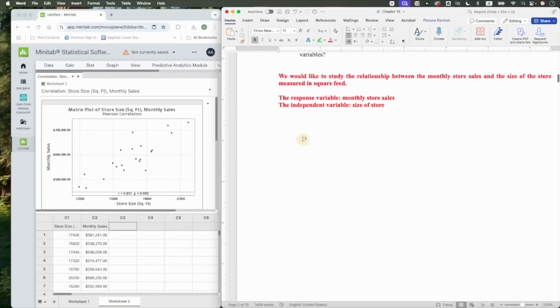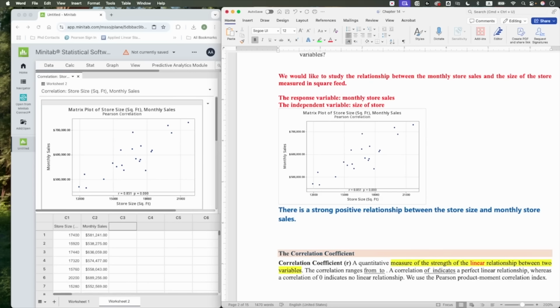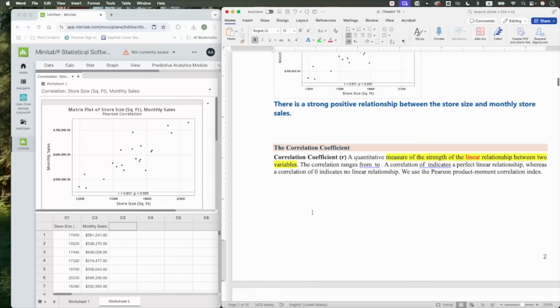Okay. So what do we have here? It's clear that it's a positive relationship, and it's a strong positive relationship. We can see obviously that it's increasing in a linear fashion. So there is a strong positive relation between the store size and the monthly, again, we said average, right? Keep it in your mind, store sales. Because the independent variable is the size of the store, it's on the x-axis, and the other one is on the y-axis, okay?